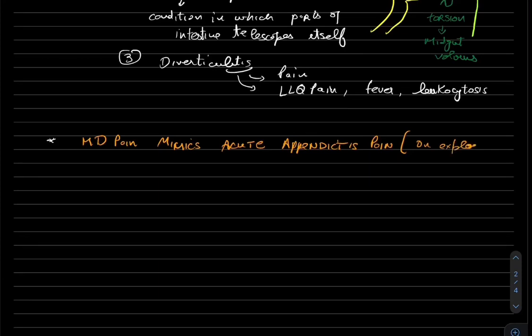On exploring, if the appendix is normal, screen 2 feet of the ileum to check for the presence of Meckel's diverticulum. Okay.